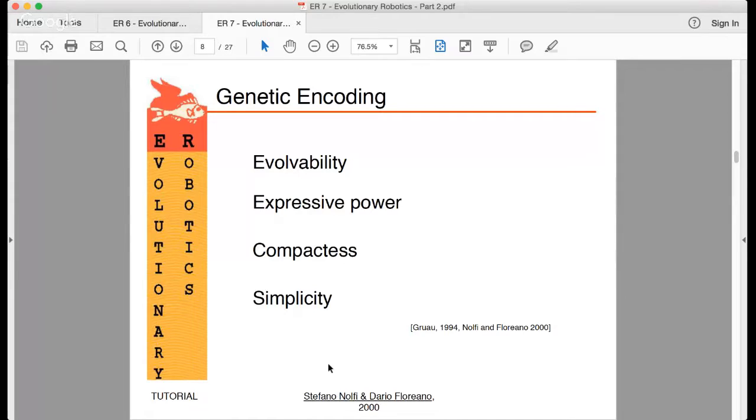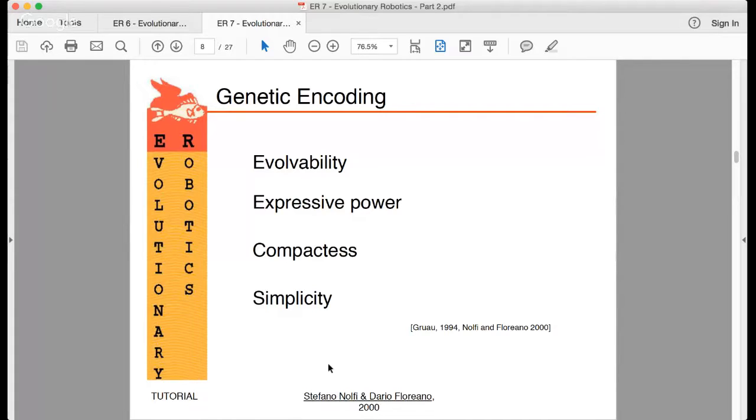A good genetic encoding should exhibit several properties. Number one, evolvability, expressive power, compactness, and finally, simplicity. What is evolvability? It is the ability to produce improvements through the application of genetic operators. This is obviously a very important criterion.